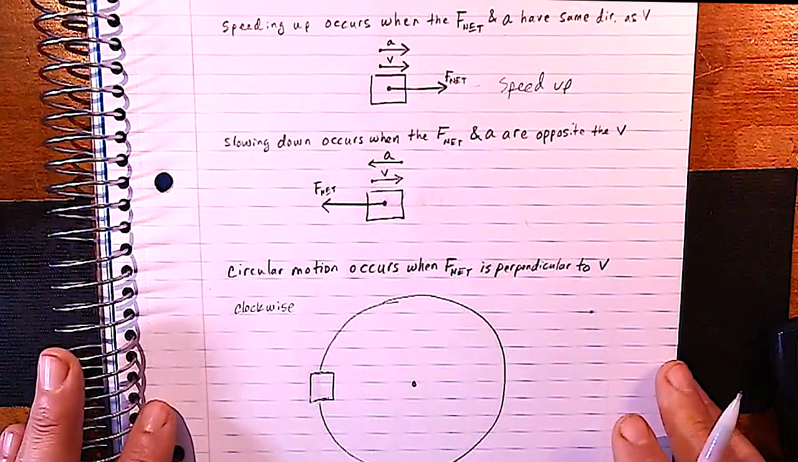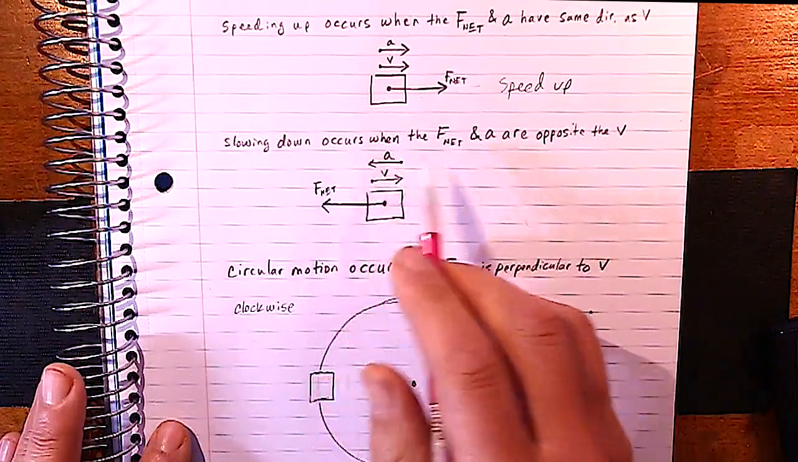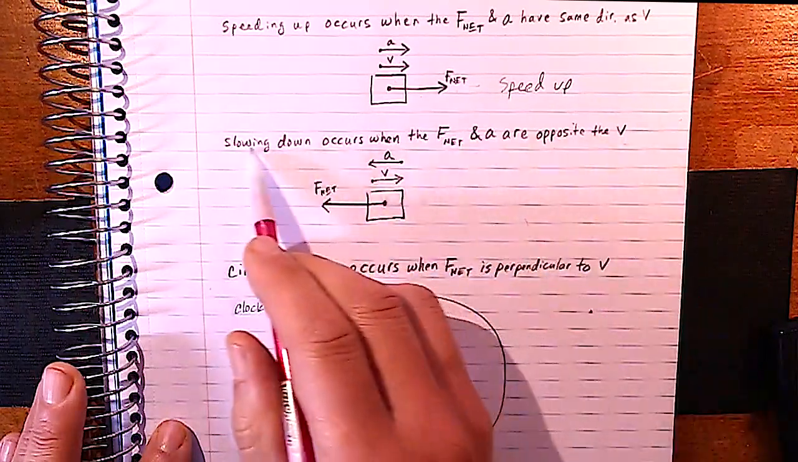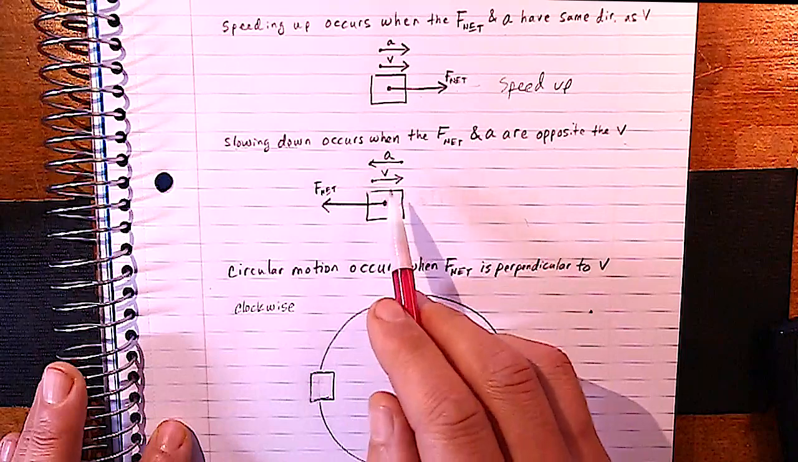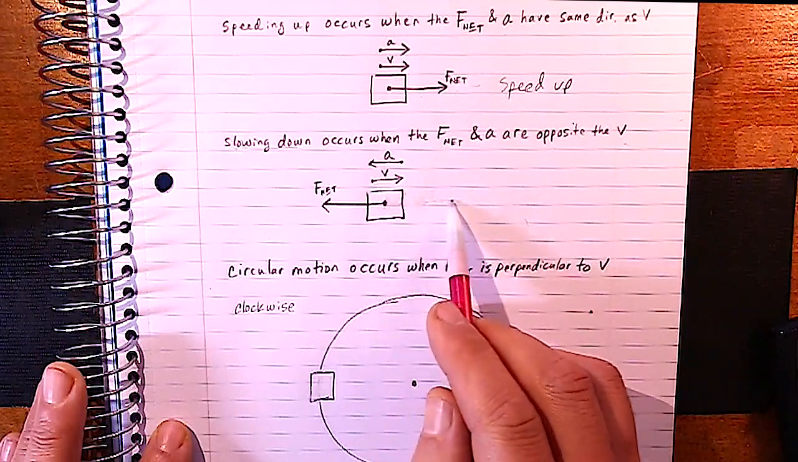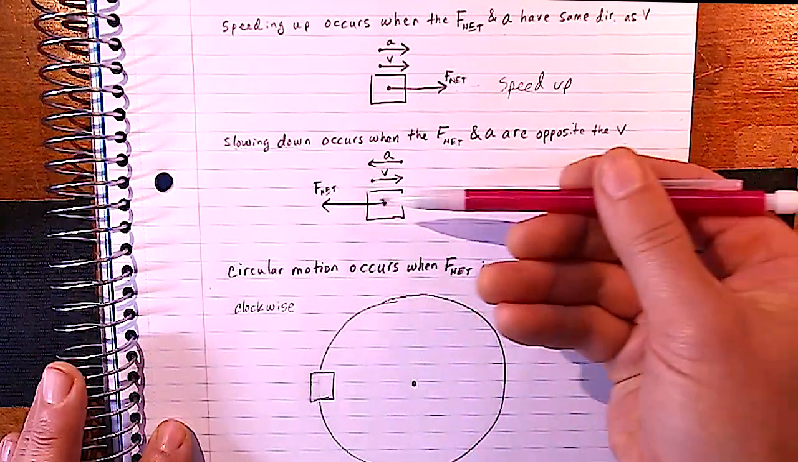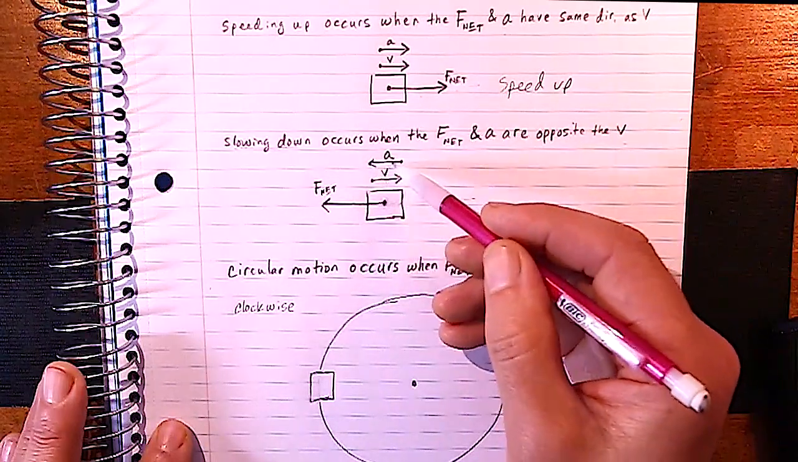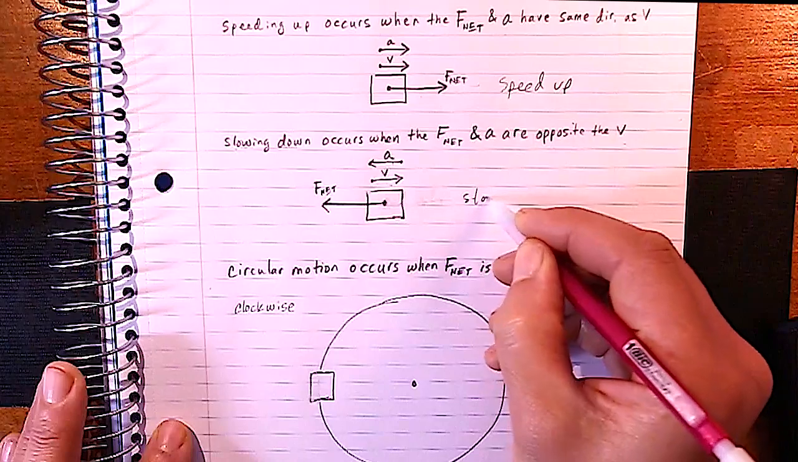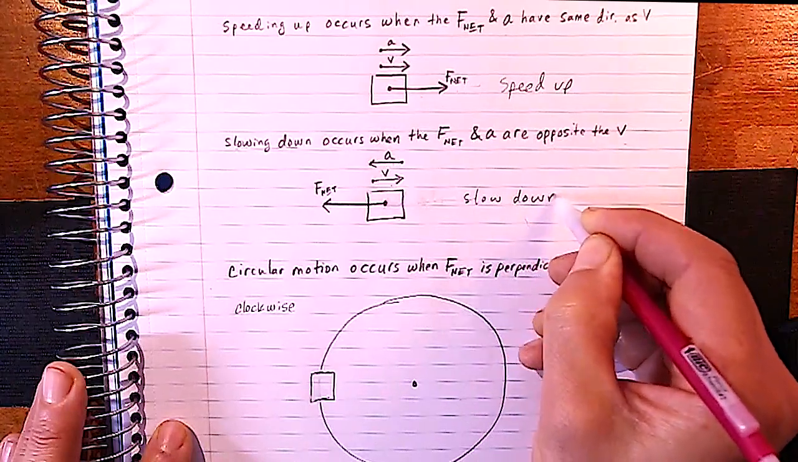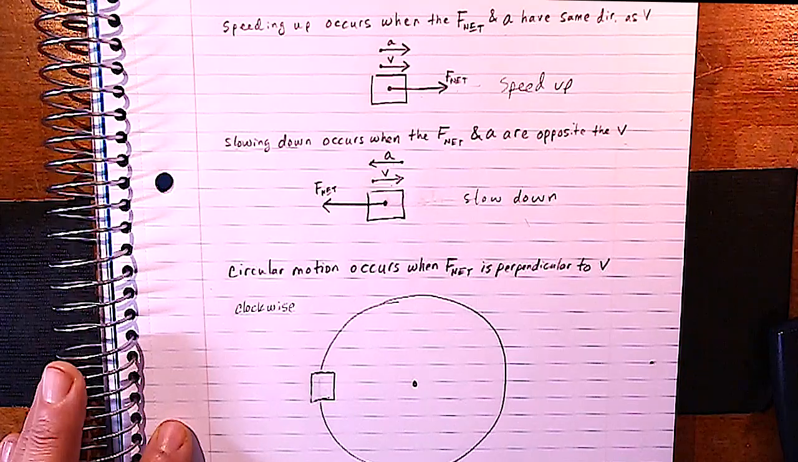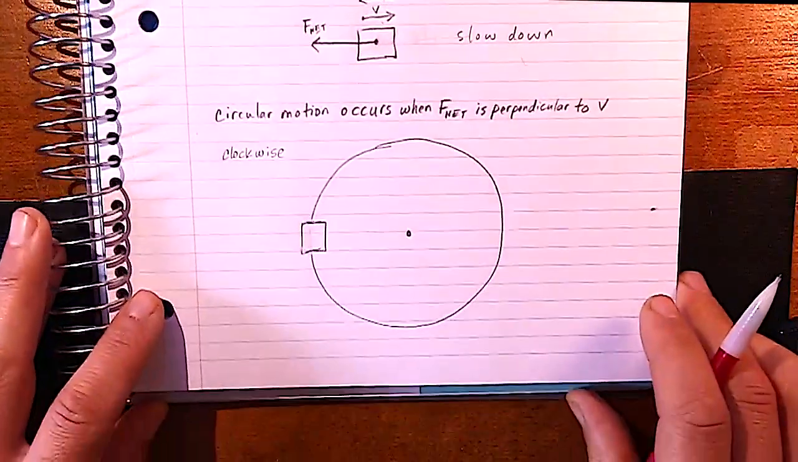Slowing down occurs when they're in the opposite direction. So if the net force and acceleration are opposite the velocity, you're going to slow down. Let's say the block is moving this way, but it has a net force this way. It will accelerate in this direction, and when these two are opposite, it's going to slow down. So we already know that, but what happens to create circular motion?